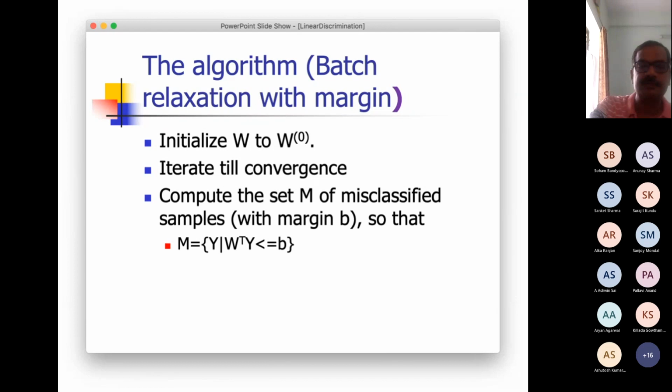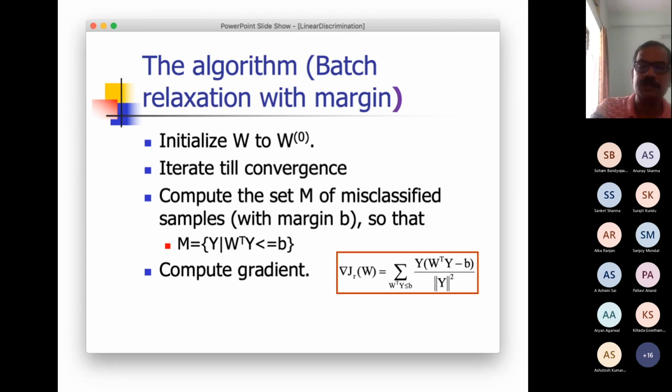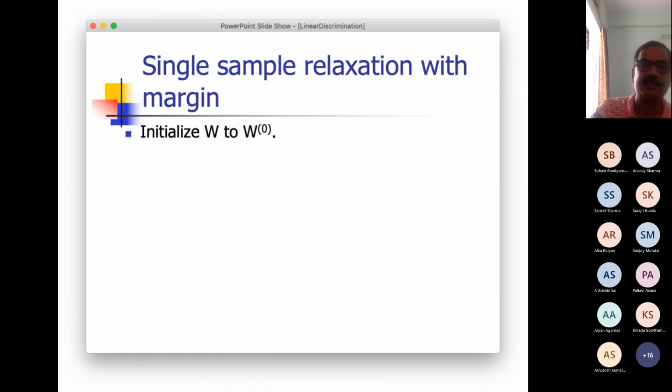So finally, if I just summarize this algorithm, you should initialize with W naught, and it is called batch relaxation because you are considering the whole training samples together. So first compute the misclassified samples, and not only that, with margin B, then you should compute the gradient, and then you update in this fashion, the same. And you go on doing these things till it converges.